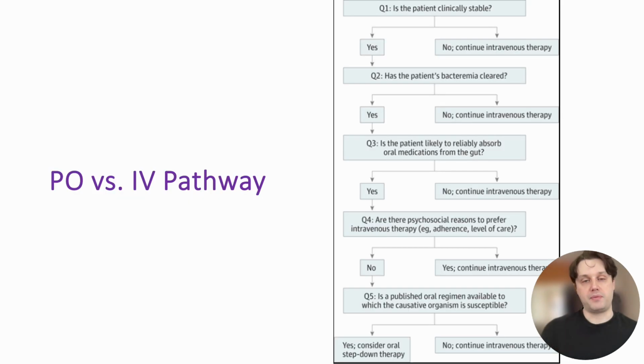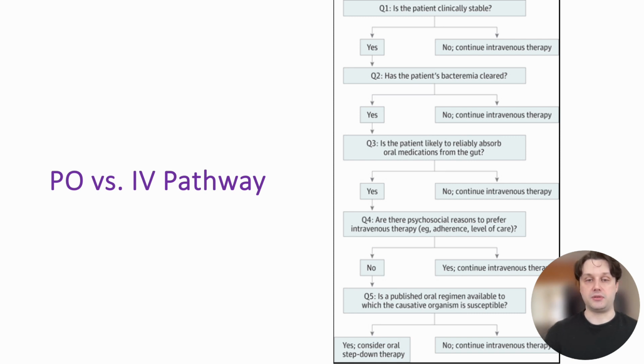Taking a look at the pathway of IV versus PO, if the following questions can be answered, we can transition to PO; as soon as we can, we will transition to step-down therapy. So for example, questions like, is the patient clinically stable? If not, continue IV. Has the patient's bacteremia cleared? If it has not, then we will continue intravenous therapy.